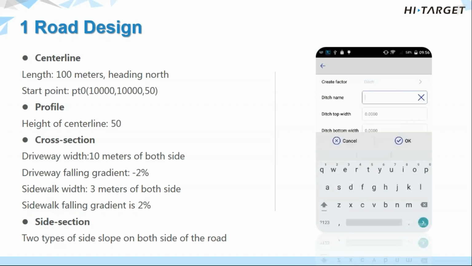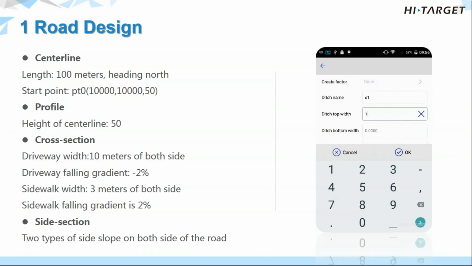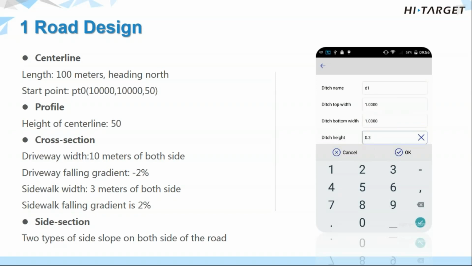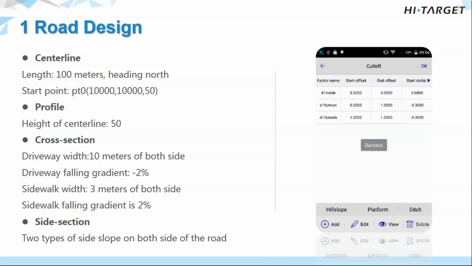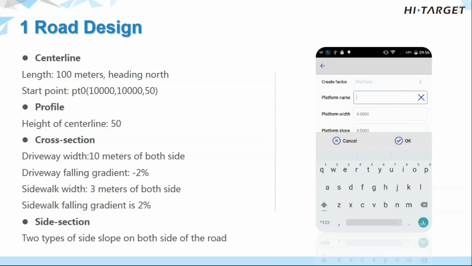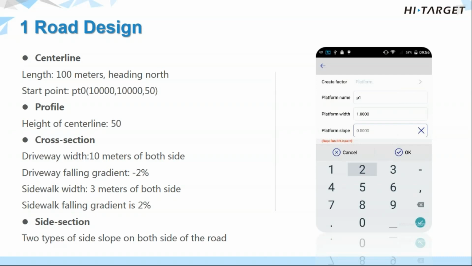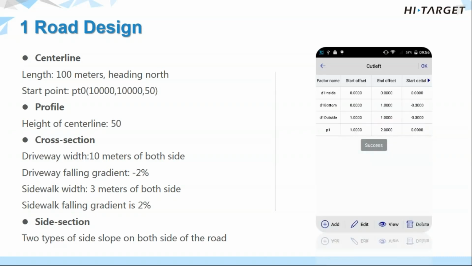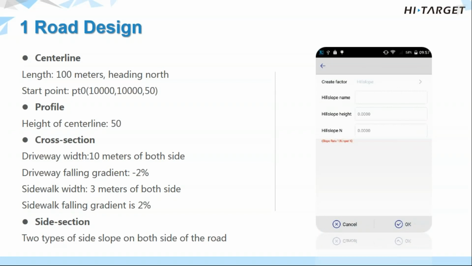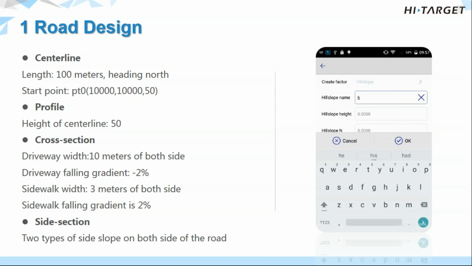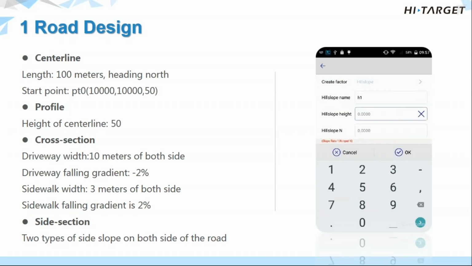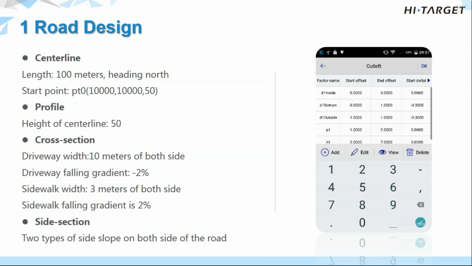Now in this video, we are at the ditch. You need to define the name, the top wise and bottom wise, and also the height. The second is the platform. We do the sign information for this. The third one is the headed slope. Also put the information, and then we can go to the whole size section.